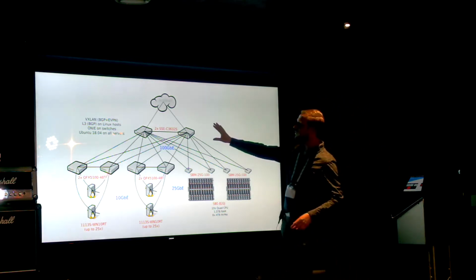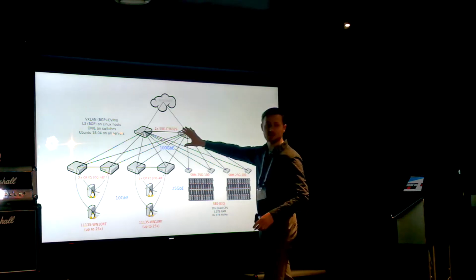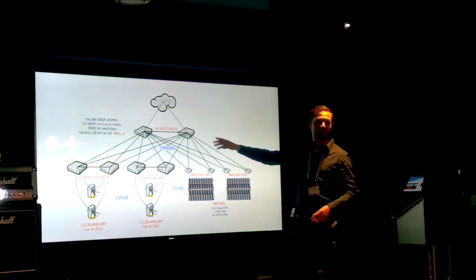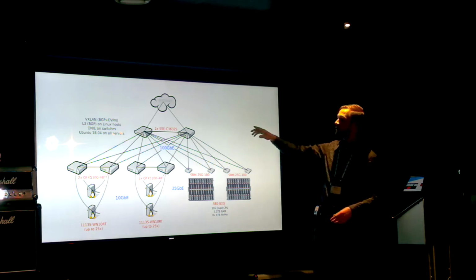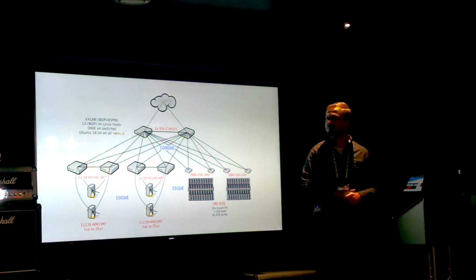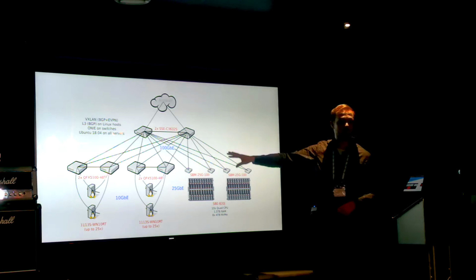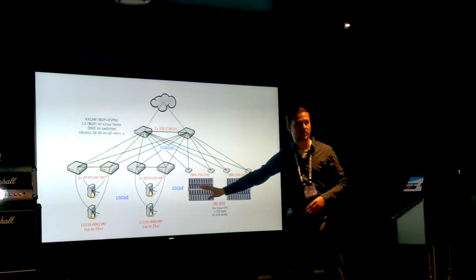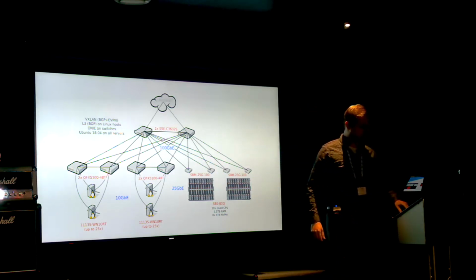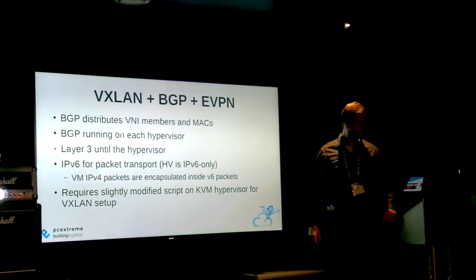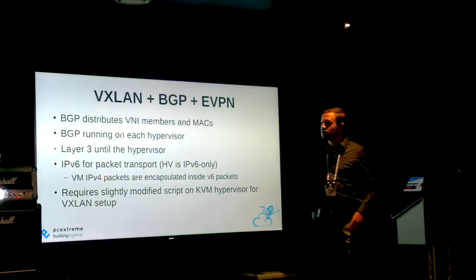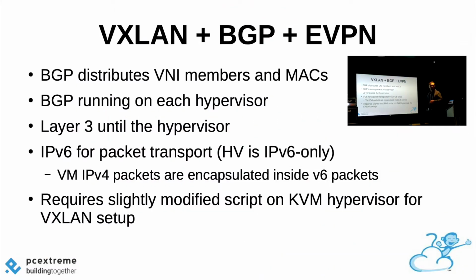But the main focus for us is the VXLAN termination on these Cumulus ONIE switches on top. So we're using VXLAN with BGP EVPN that you see up there. Layer 3 goes onto the Linux host towards the hypervisors. So how are we doing this? We're using BGP, which distributes all the VNI members and the MAC addresses to all the different hypervisors. So there's no broadcast or multicast running to announce which MAC addresses are where.